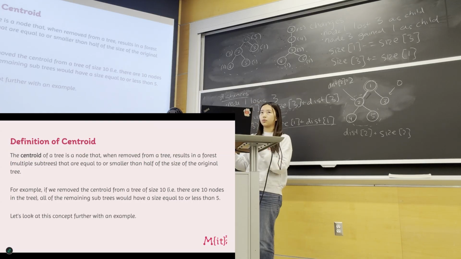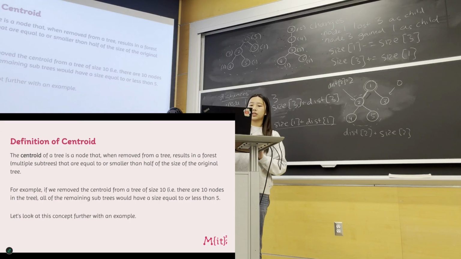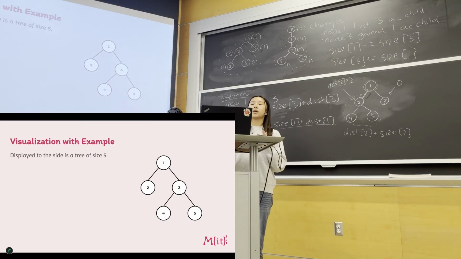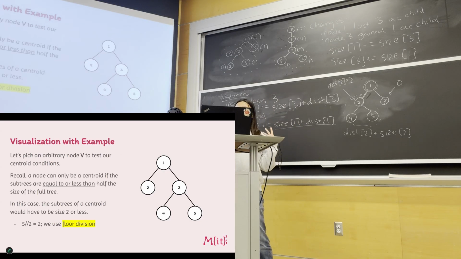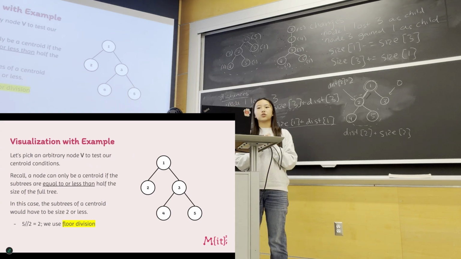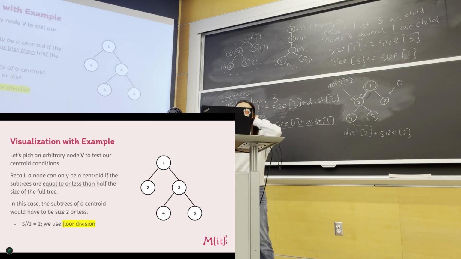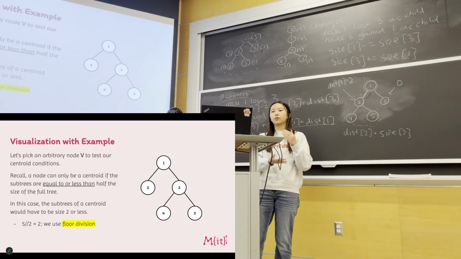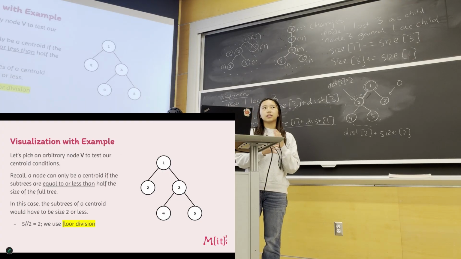So for example, if we have a tree of size 10, if we remove the centroid from this tree, all the remaining subtrees would have a size equal to or less than 5. So let's look at this concept further with an example. Here's an example of a tree of size 5. In order to find the centroid of this tree, we can start with an arbitrary node V to test our centroid conditions. If you recall, a node can only be a centroid if the subtrees are equal to or less than half the size of the full tree. And we use floor division in order to find this condition.